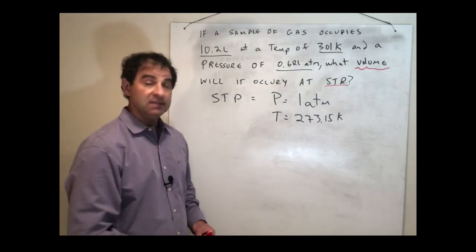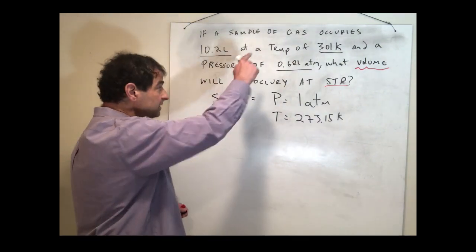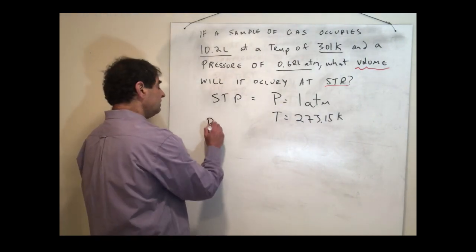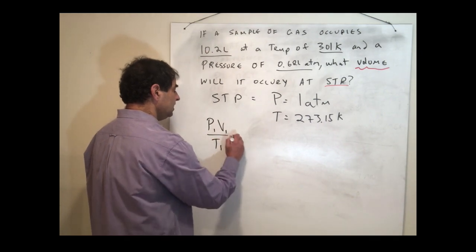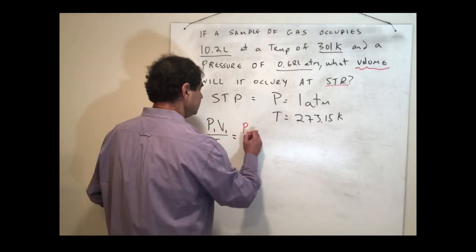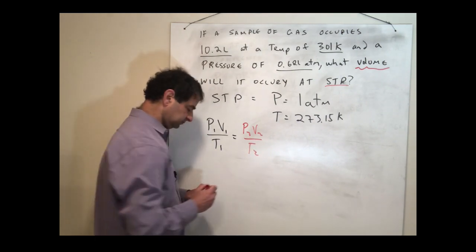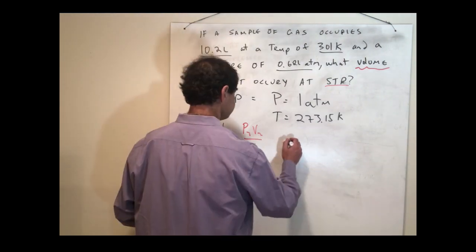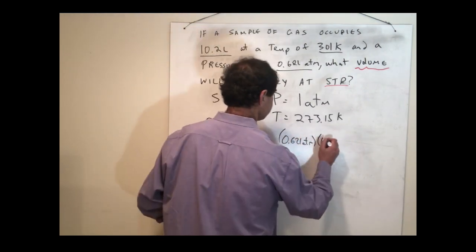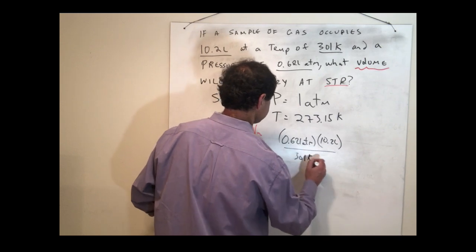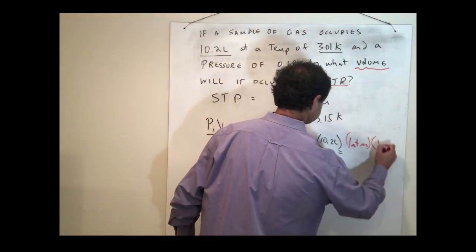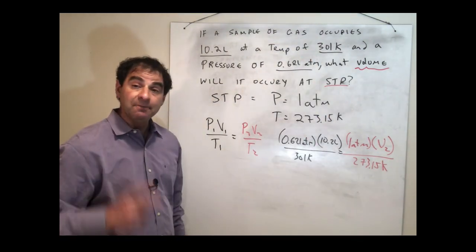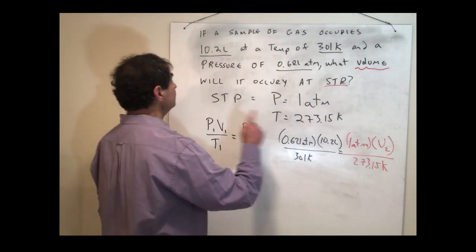Now, let's put things into my combined gas law. In this case, what variable am I missing? Moles. So I can go ahead, P1V1 over T1 equals P2V2 over T2. Now I just got to plug my numbers in. Let's put them in. There's my numbers. I put them in there and I'm looking for the new volume.